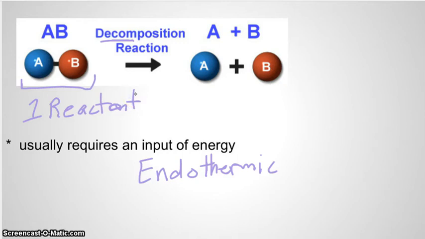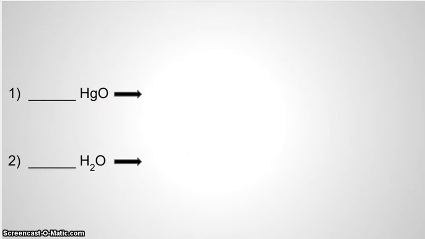So let's take a look at a couple of these for some examples. These are typically easier to do than a synthesis reaction. Alright, so for number 1, we have mercury 2 oxide, and then you see our arrow, which means there's nothing else we can do over here on the reactant side besides to decompose or break it apart into what makes it up. So this mercury oxide has 2 elements in it. So when we write out our products, we're going to end up with mercury as one of them and oxygen as the other.